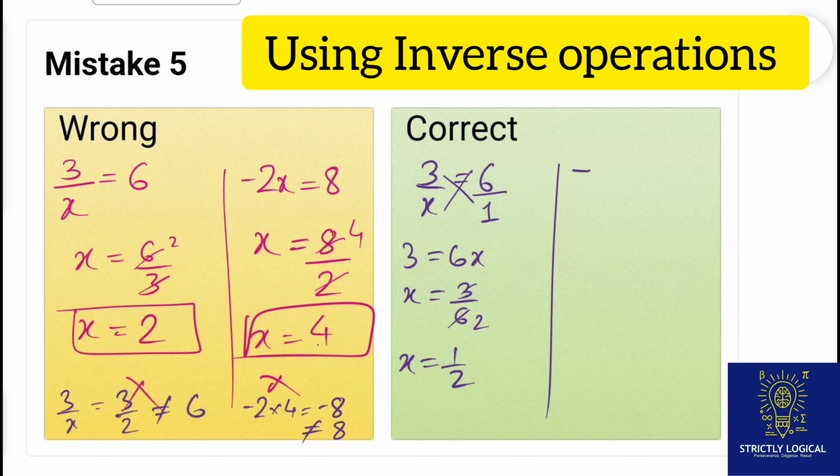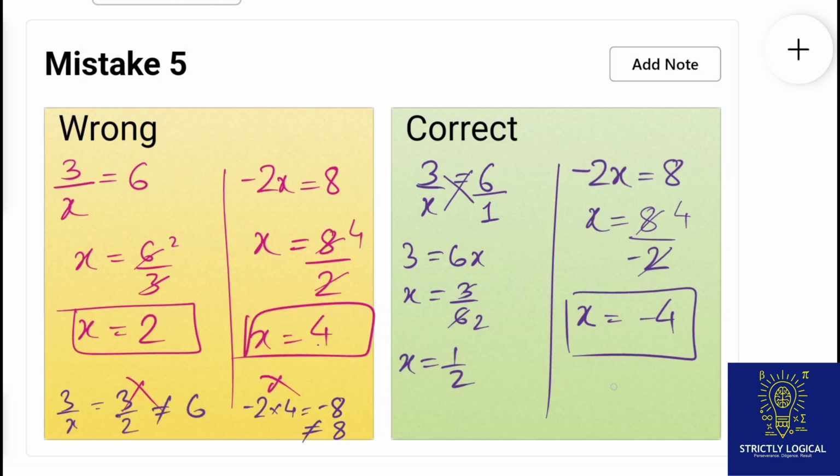Similarly, for the second example, minus 2x equals 8. Yes, we have to take that minus 2 to the other side, but this minus 2 is in multiplication with the x. If anything is in multiplication and you take that to the right hand side, there will be no effect on the signs. A positive number will remain positive, a negative integer will remain negative. So that whole minus 2 will go to the other side and get divided into 8, and that will give you the answer as minus 4.